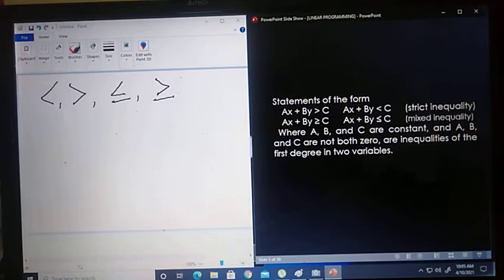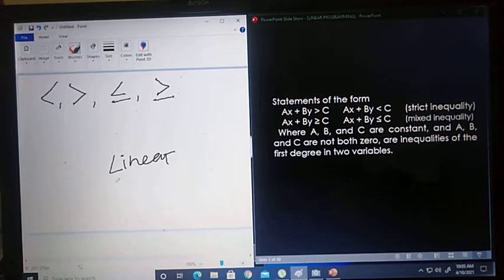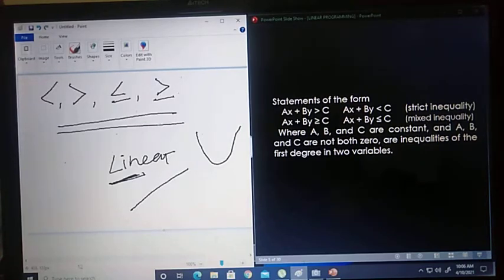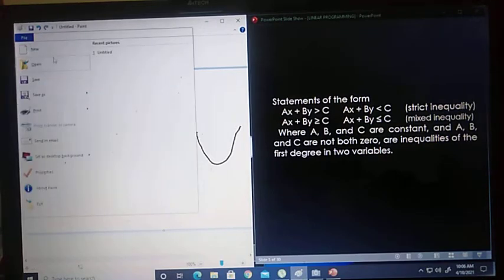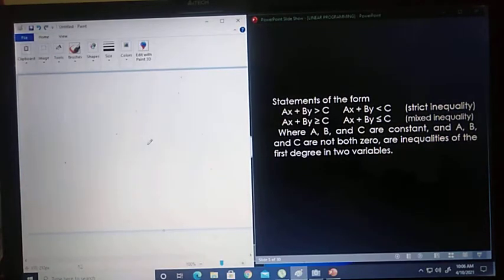That's what sinabi natin na linear inequalities, because it is in the first degree. And linear is from the word line, because the graph formed by a linear is a line. Pag quadratic naman, parabola. So parang ganyan ang linear, ang quadratic naman, that is a parabola. And these are the four inequality symbols na mamimit natin as we go on to our discussion.